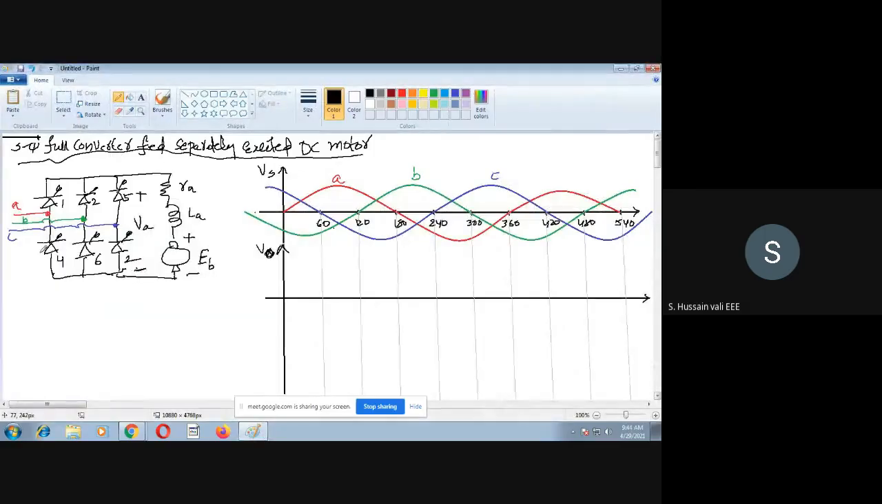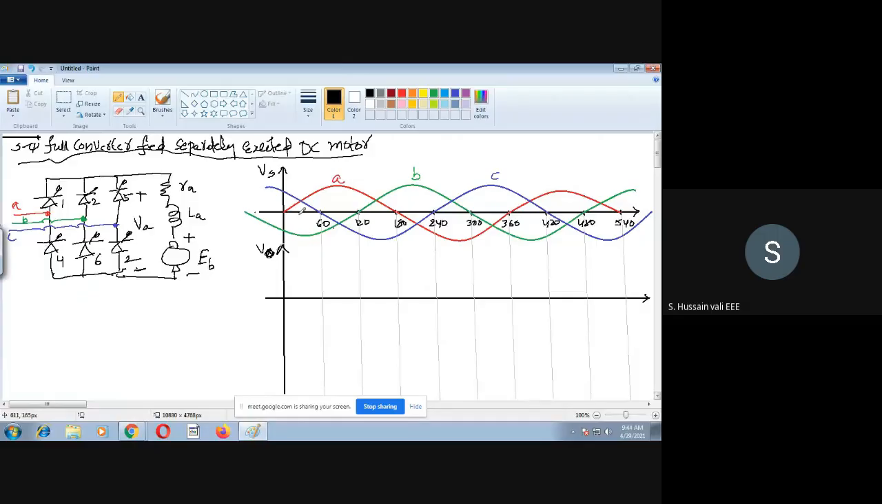So today's topic is the three-phase full converter fed separately excited DC motor. That's the topic. So it means that you have a three-phase full converter. The three-phase full converter, in the sense, you have six thyristors. You see the circuit diagram.